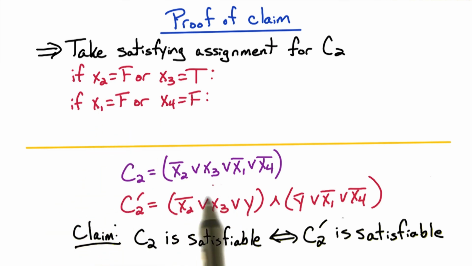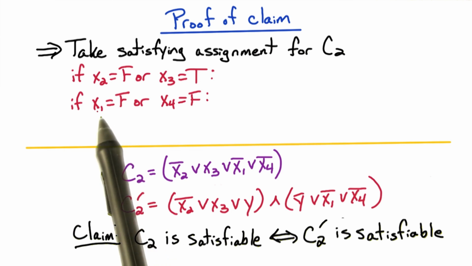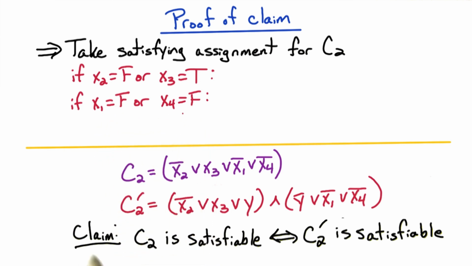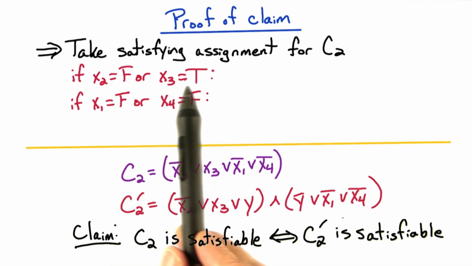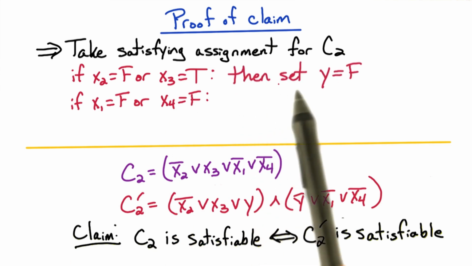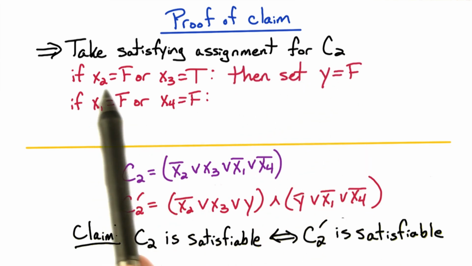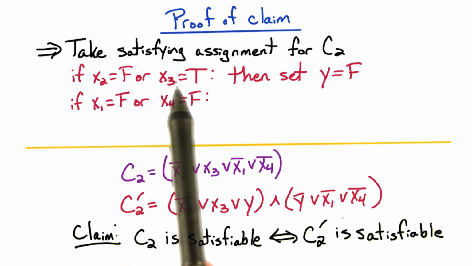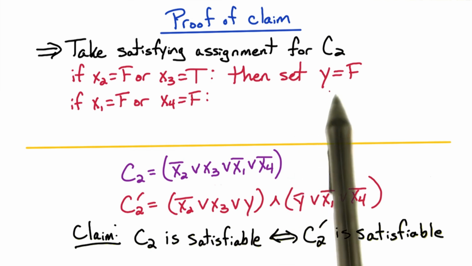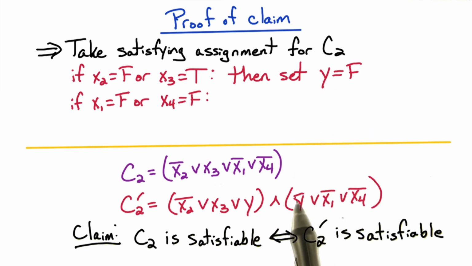These are the pair of literals which appear in the first clause of C2 prime. And the other case is if x1 equals false or x4 equals false. This is the pair of literals which appear in the second clause of C2 prime. Now if x2 equals false or x3 equals true, then we're going to set y to be false. Notice in this case we have x2 is false or x3 is true. Therefore the first clause is satisfied. And we're setting y to be false, so this satisfies the second clause. So C2 prime is satisfied in this case.